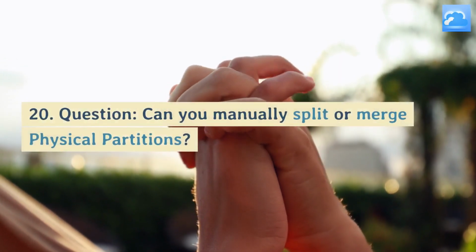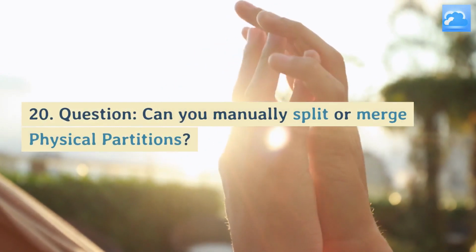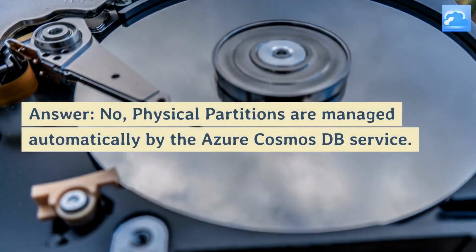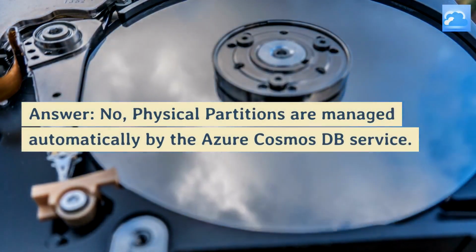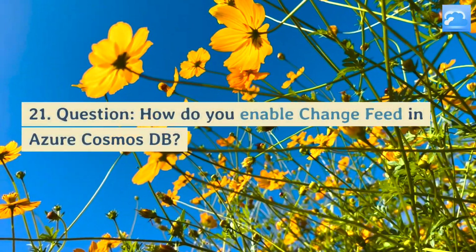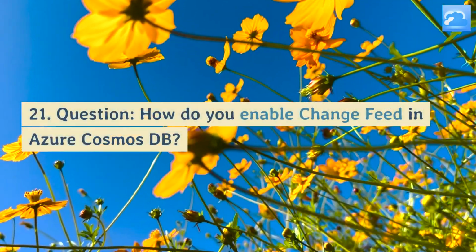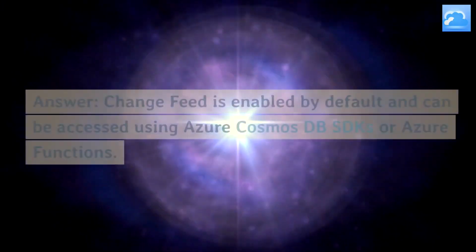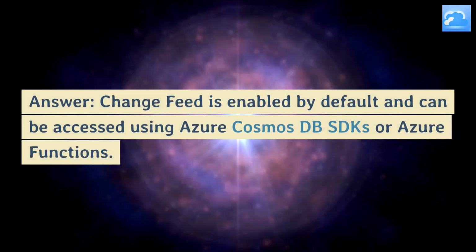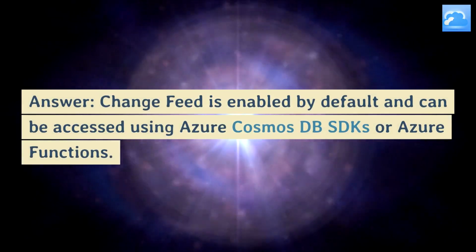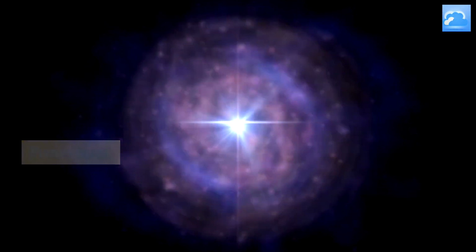20. Question: can you manually split or merge physical partitions? Answer: no, physical partitions are managed automatically by the Azure Cosmos DB service. 21. Question: how do you enable change feed in Azure Cosmos DB? Answer: change feed is enabled by default and can be accessed using Azure Cosmos DB SDKs or Azure Functions.